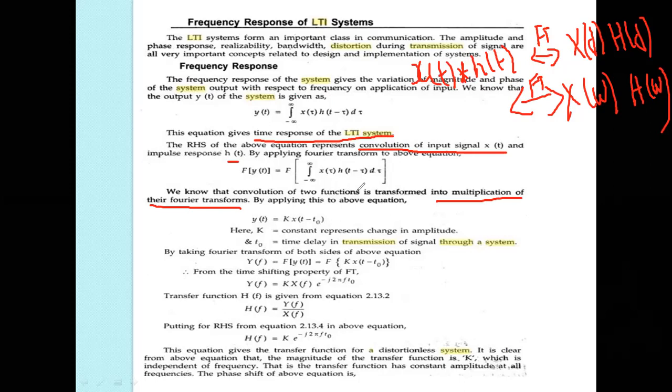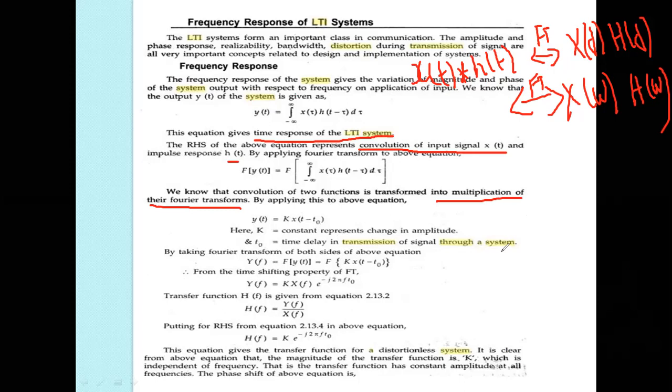We know that the convolution of two functions is transformed into multiplication of their Fourier transforms. Applying this, y(t) is equal to k into x(t minus t naught). Here k is a constant that represents a change in amplitude, and t naught is a time delay in the transmission of a signal through the system. By taking the Fourier transformation on both sides of the above equation, the input is delayed by t naught samples.